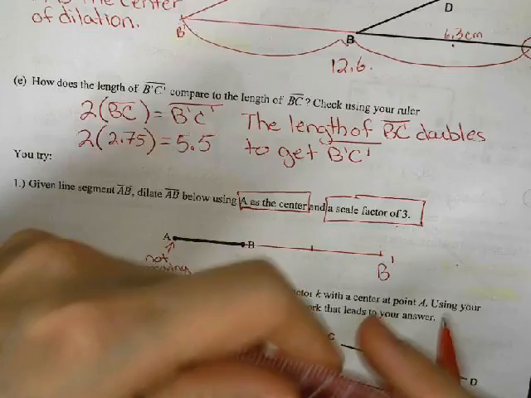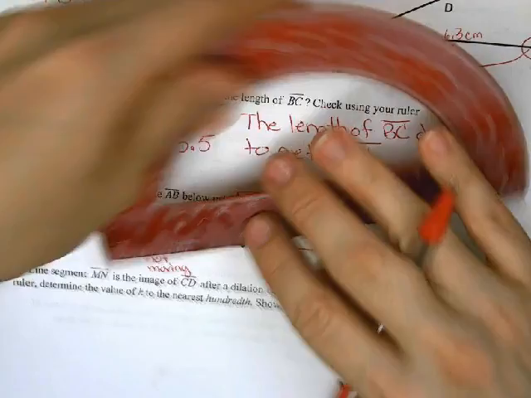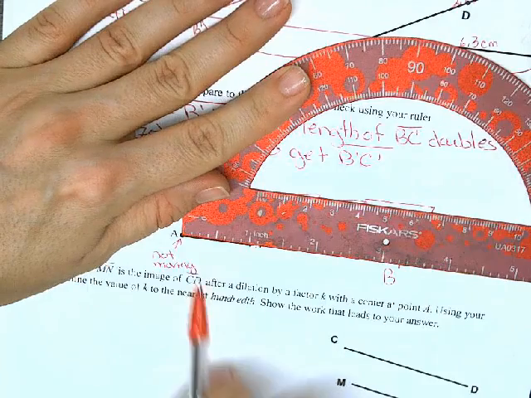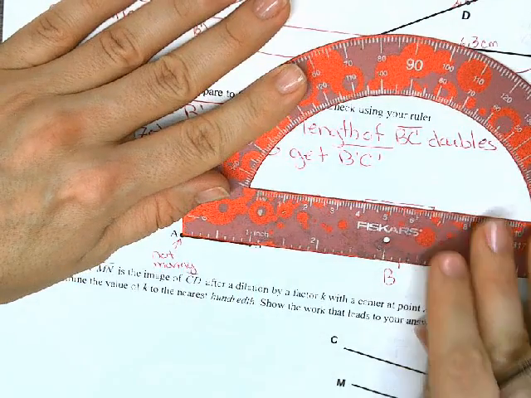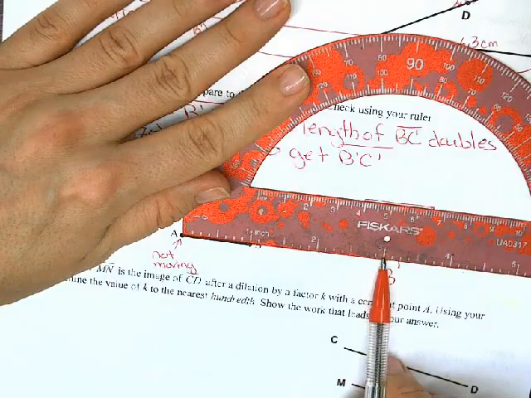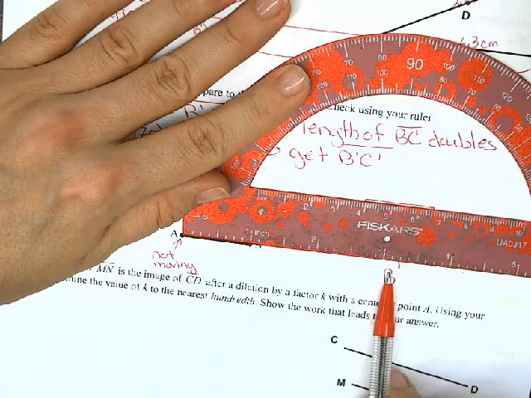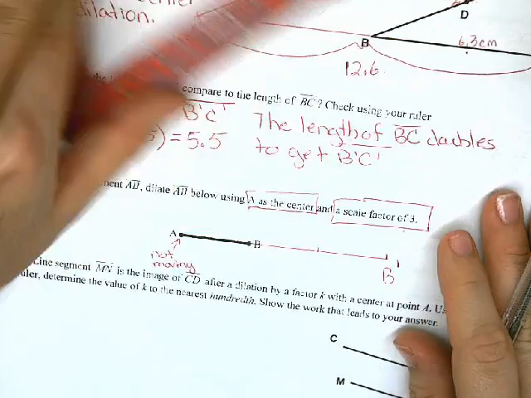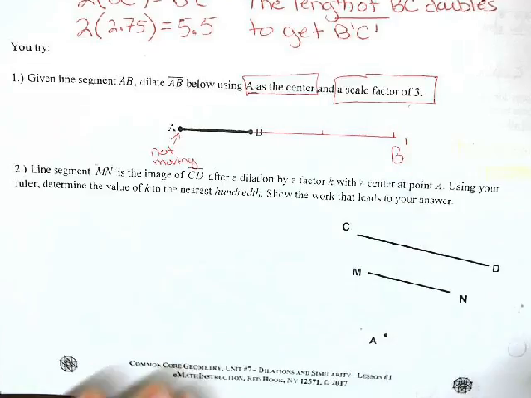Now I'm going to check that with measurement just to be on the safe side. We can see that A to B is 1 inch. And if I did it correctly, it comes out to be 3 inches. So therefore, I know I'm good. I did it correctly. Okay.